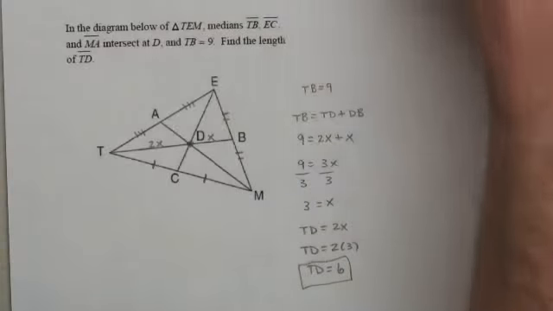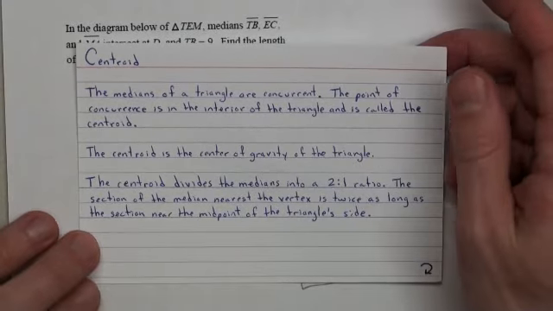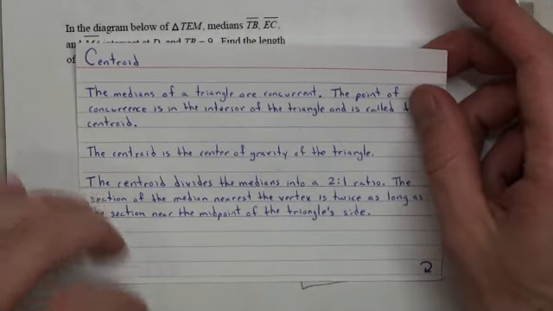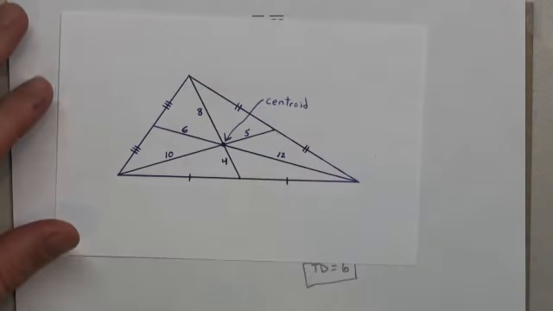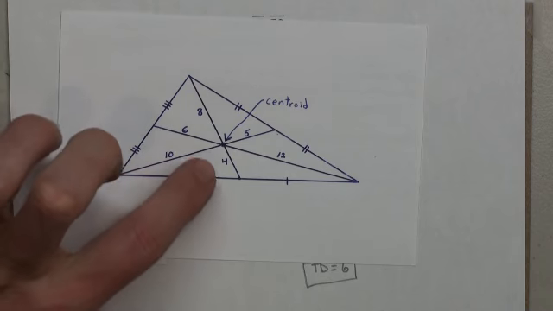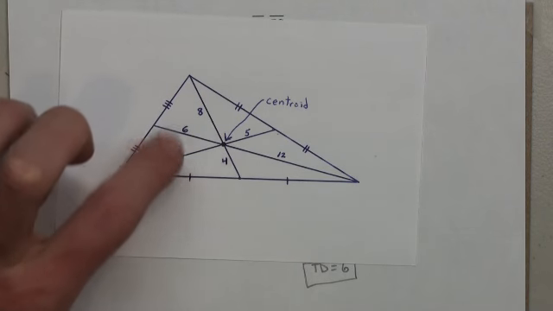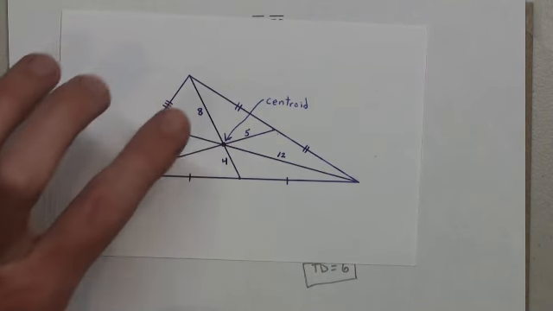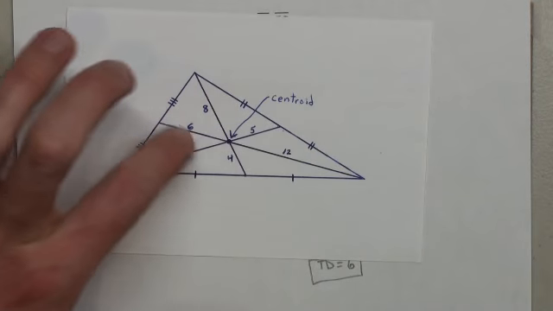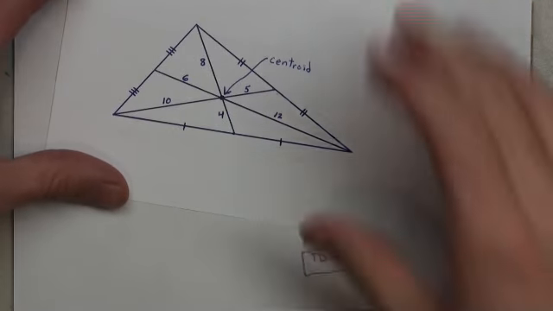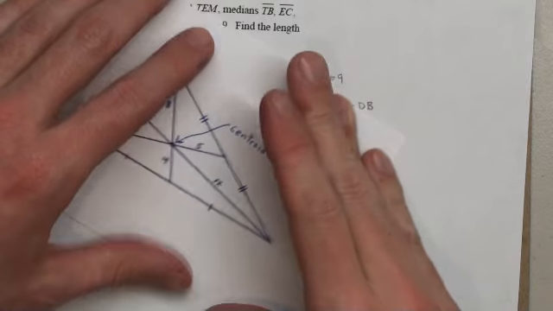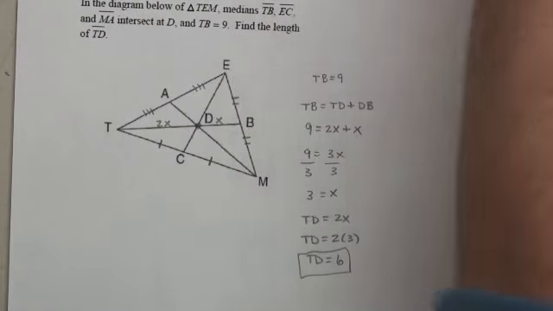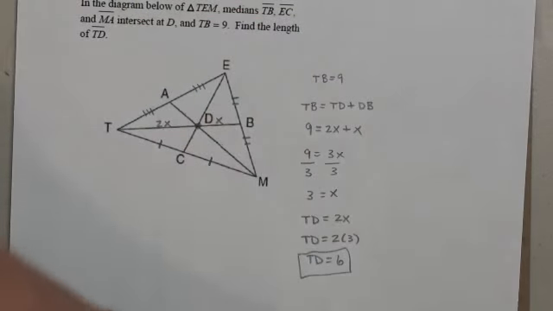Okay, so those all had to do with the centroid, that it divides the medians into a 2 to 1 ratio, similar to this problem. Each one of these, the big one is twice the little one. So you could say x and 2x, x and 2x, x and 2x. Alright, now that is the end of this lesson.